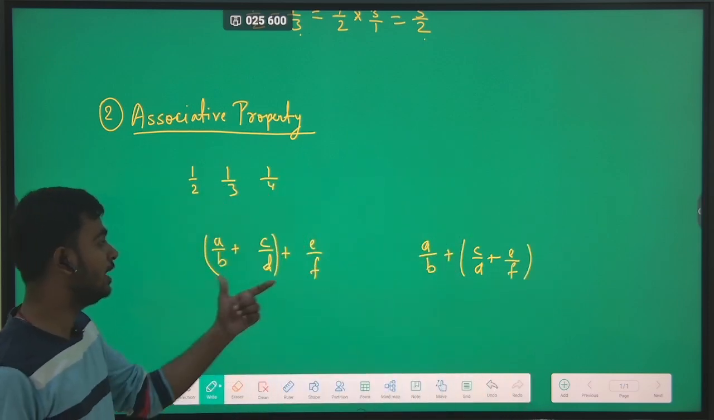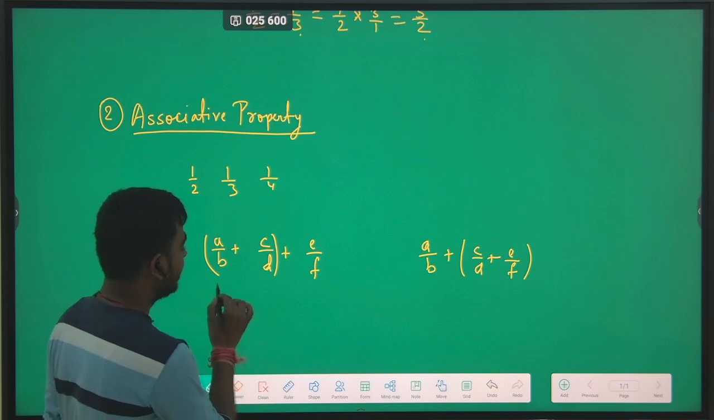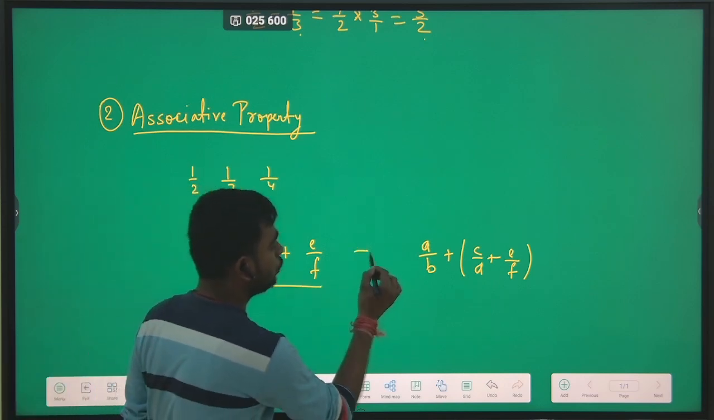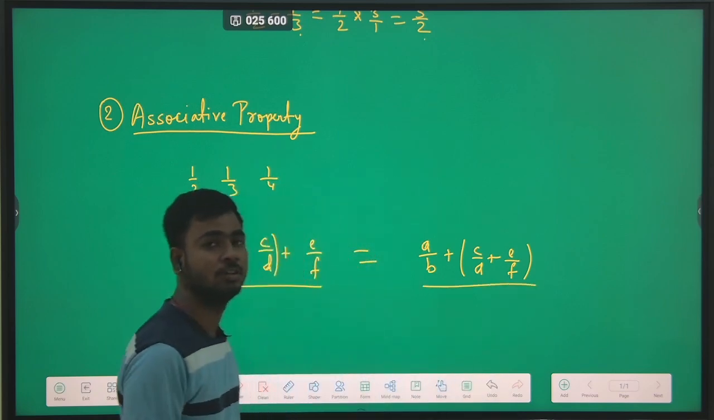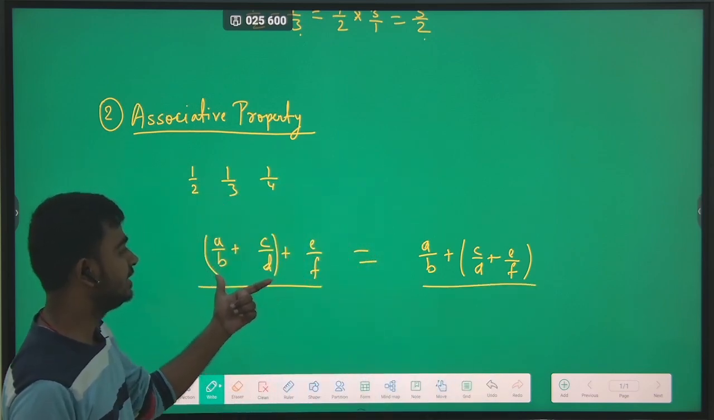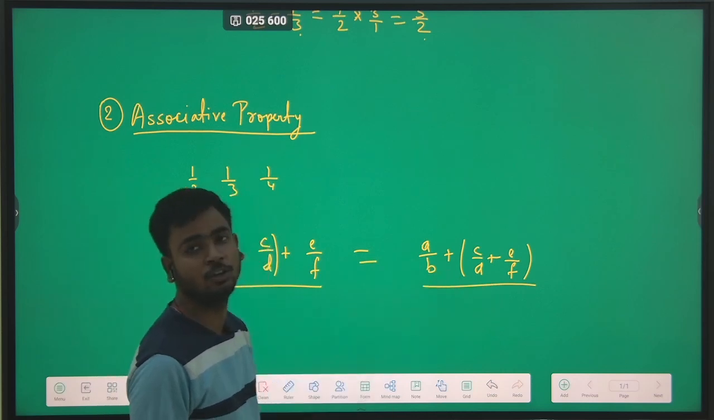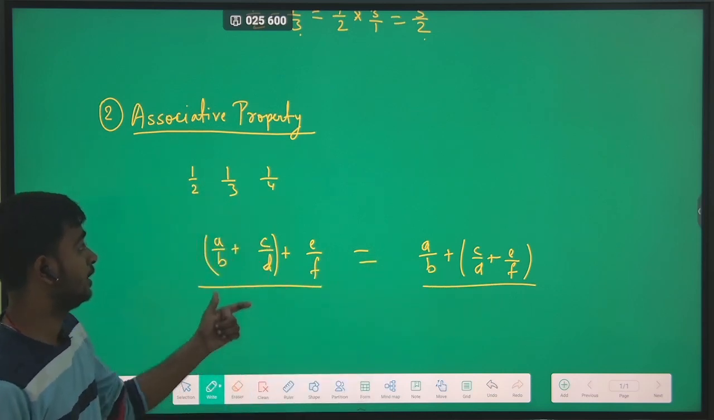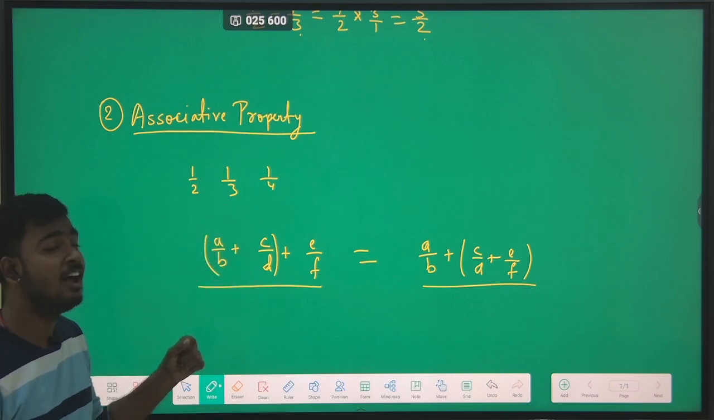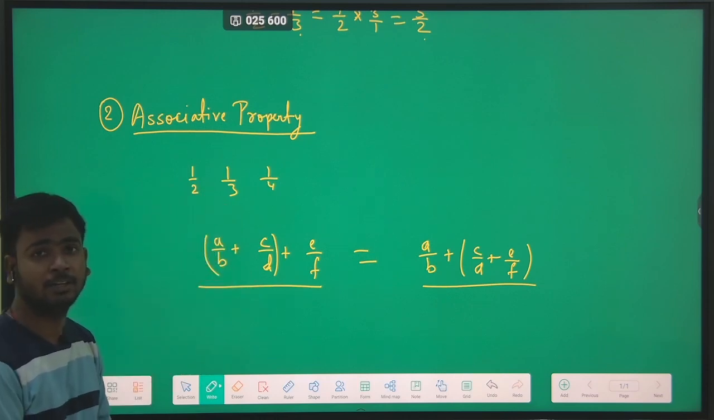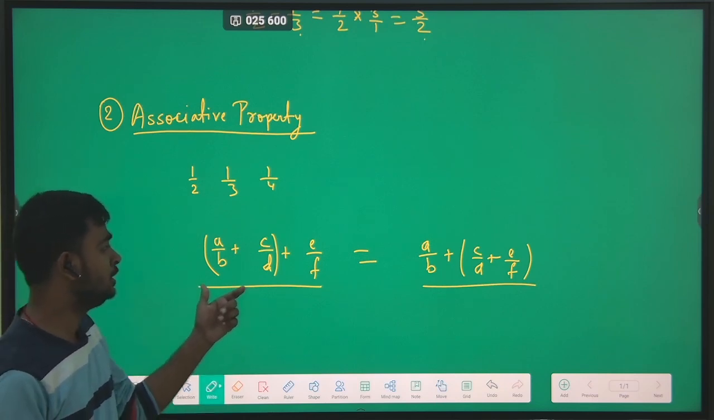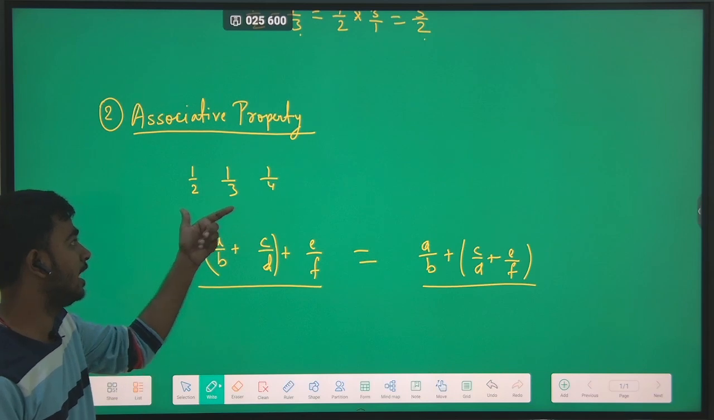So what we have to do is check whether the value under this parenthesis is equal to the value under this parenthesis or not. If this value is equal to this value, then we can say that the rational numbers which we are taking are associative under addition. This will be for 3 rational numbers.